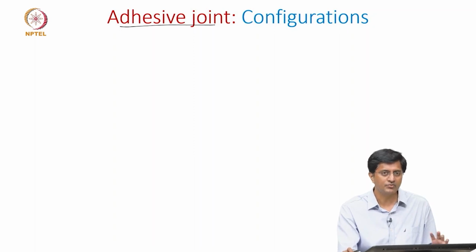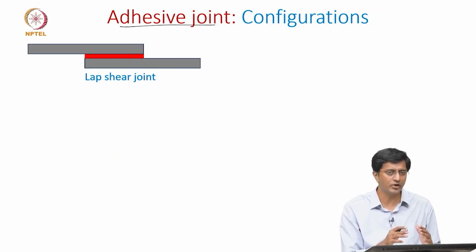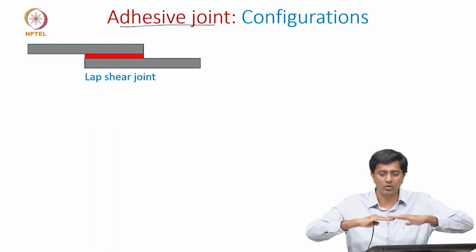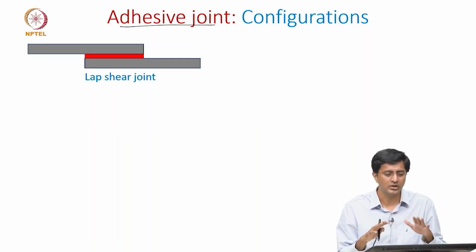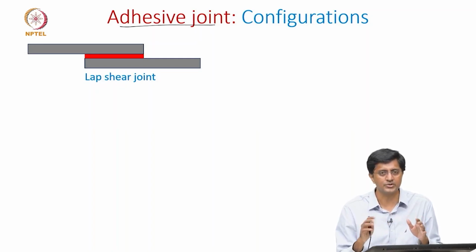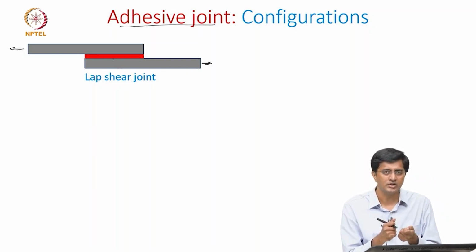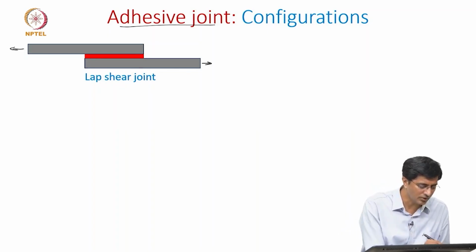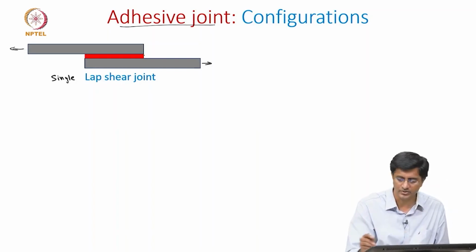So there are several configurations. We look at commonly used configurations, starting with a lap shear joint. This is a very common way of joining two large plates. So once we have two large plates, you just need to overlap them, and in this overlap region you apply this adhesive to join these two large plates, either composite or metal. And usually the loads are in this direction. So essentially this adhesive is resisting your deformation or failure through shear. So this is a lap shear, or we also call it a single lap shear, because there is only one adhesive layer.